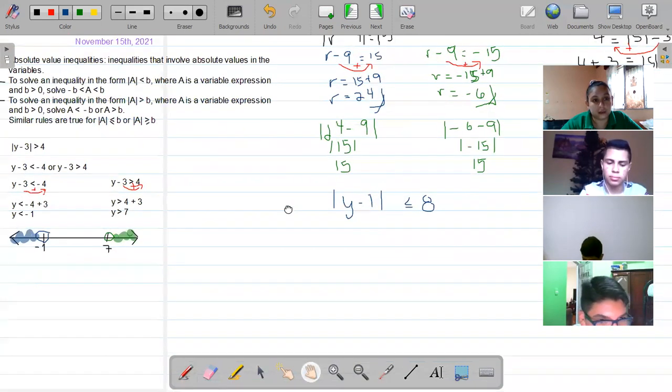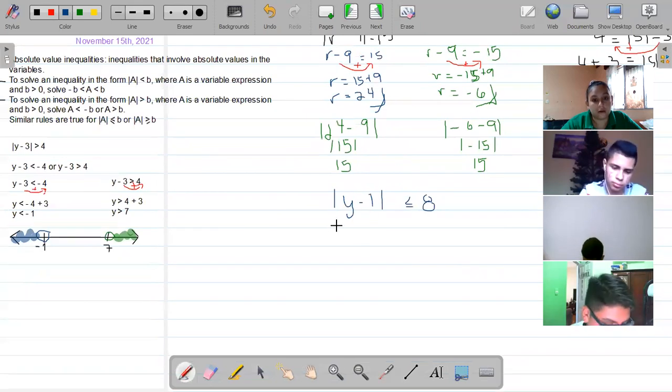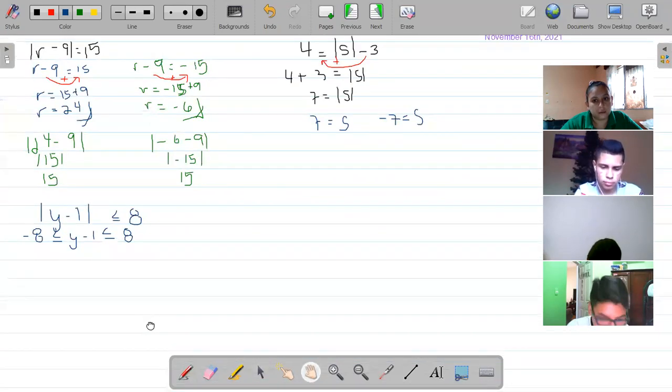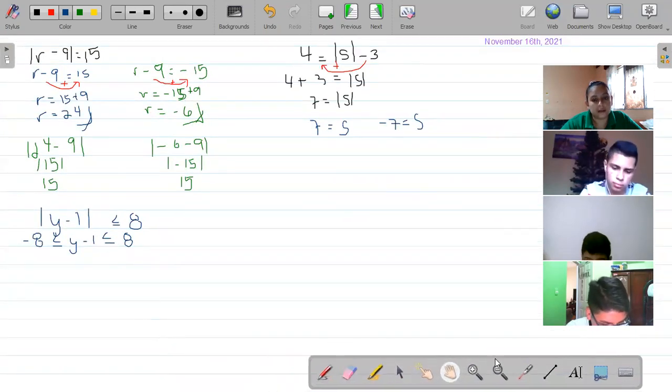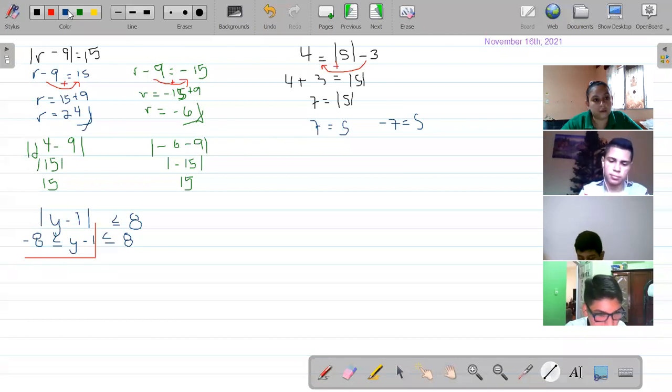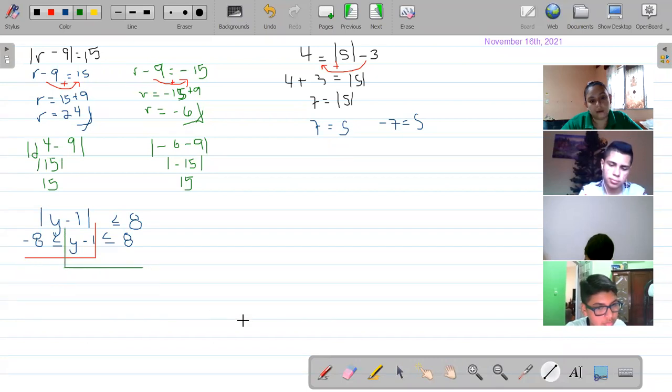So this, I'm going to leave it there. We should say, okay, this is going to be solved negative 8 less than or equal to y minus 1 less than or equal to positive 8. And now I'm going to move it back to where I need it. And we're going to solve that and inequality. So we're going to divide it. This should be the first one. And this is the second one. So I'm going to write it in black.